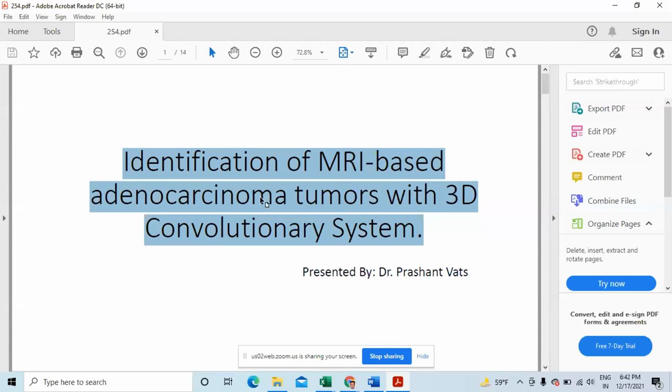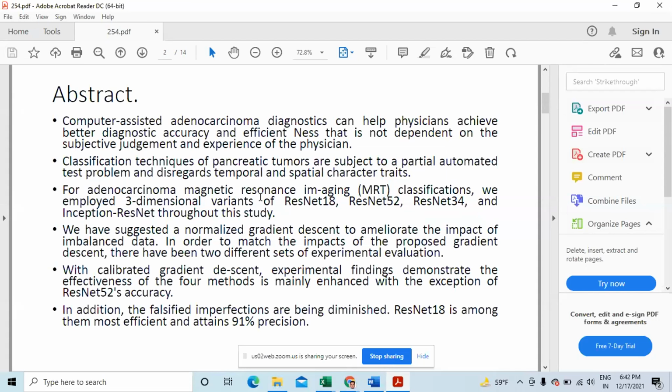Ma'am, this presentation is on the identification of MRI-based adenocarcinoma tumors with a 3D convolutional system. Here we have worked on imaging techniques for pancreatic cancer, which help the physician achieve better diagnostic accuracy and efficiency, which is based on subjective judgment and experience. This was done on imaging classification using three variants, that is ResNet 18, 52 and 34, and Inception ResNets, through our study.